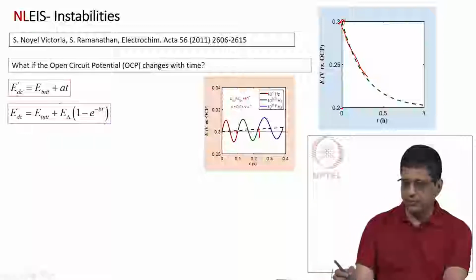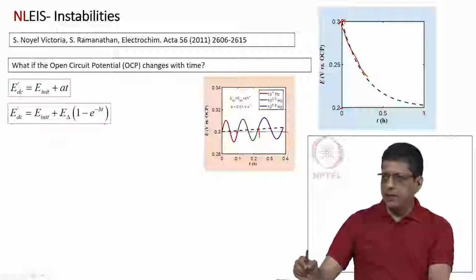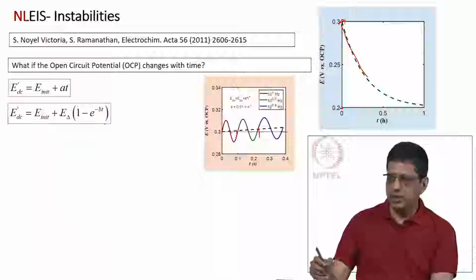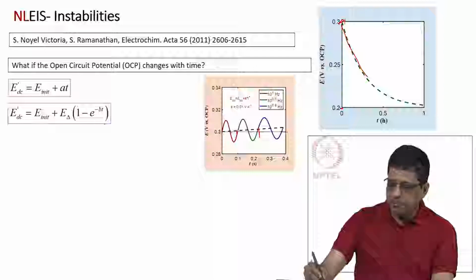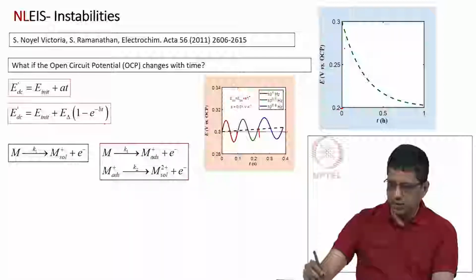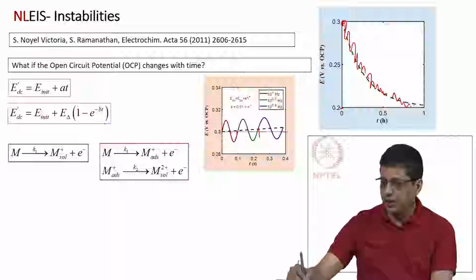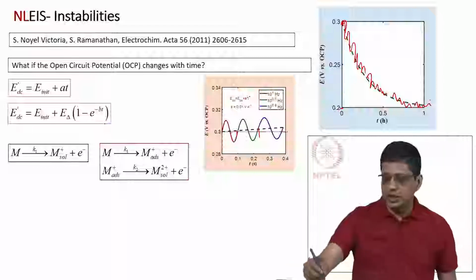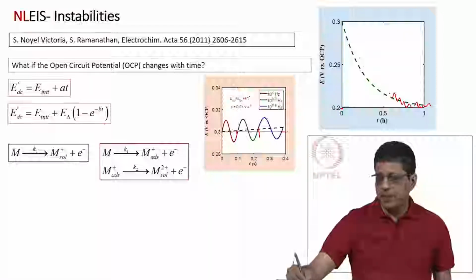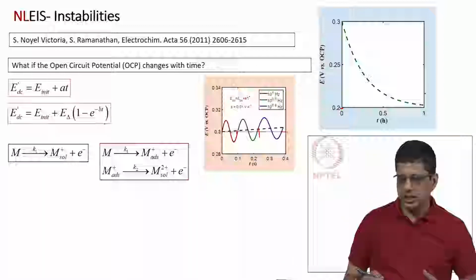In case the actual change in open circuit potential is described better by this exponential change, this is what we would see. If you apply sinusoidal potential, this is what we are applying, and you can change the frequency, another frequency, and so on. So, initially you see a rapid change in the bias, and later you see a gradual change in the bias.